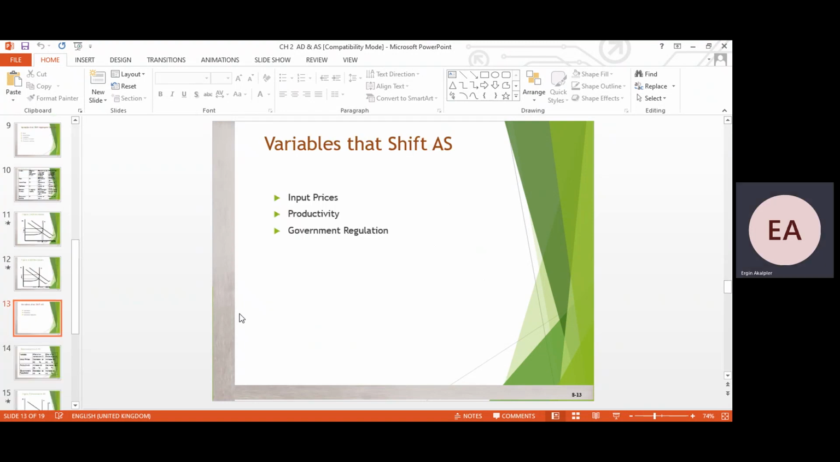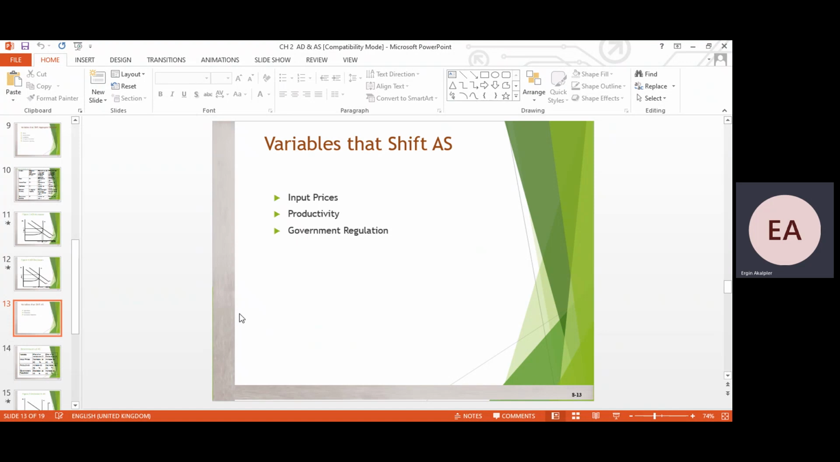Variables that shift the aggregate supply are the input prices, productivity, and government regulations. The input prices heavily affect it, as I said to you, because as much as the input price goes up, the production operation process becomes expensive, and as a result, either the wages will be reduced to maintain a similar price level, or, if not, the input price, as a result of energy prices, will cause some price increase, and as a result, inflation in the market is expected.